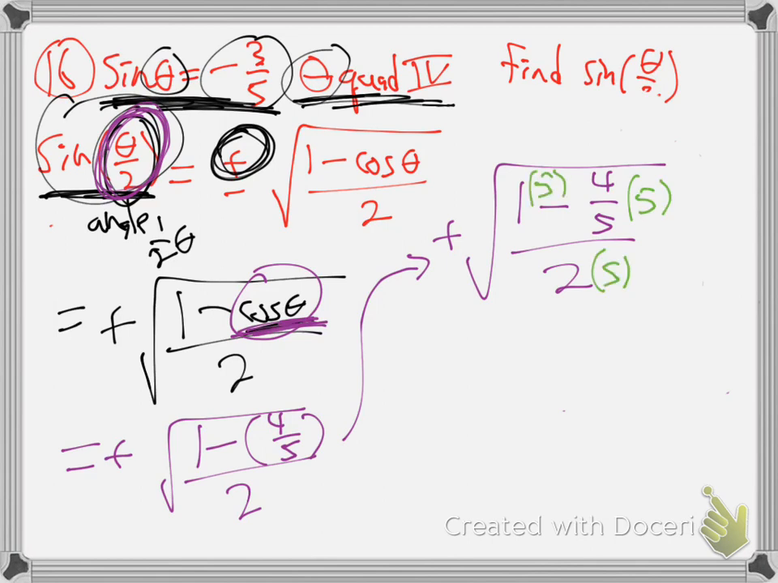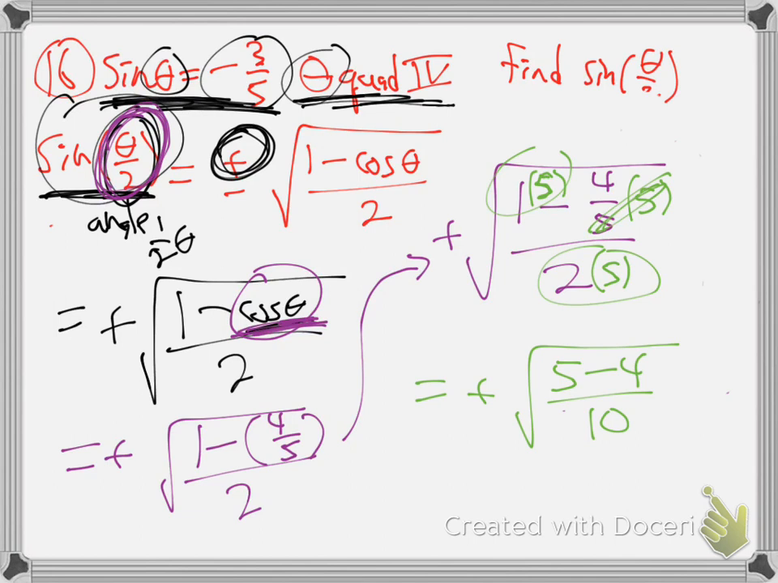Top and bottom, though, so you don't change anything, right? You've got to do the top and bottom. It cancels right there, doesn't it? Remember, that's how we always handle that. We multiply by that extra denominator, so you get positive square root of 5 times 1 is 5 minus 4, over 2 times 5 is 10, right? Because these canceled. And that is the square root of 1/10. And that's almost the answer.